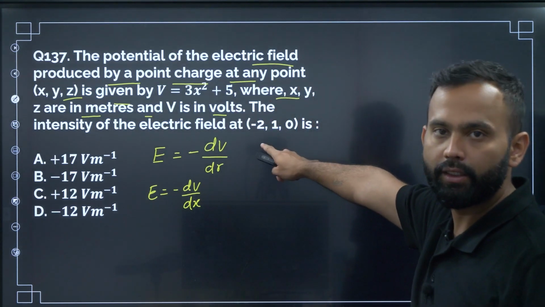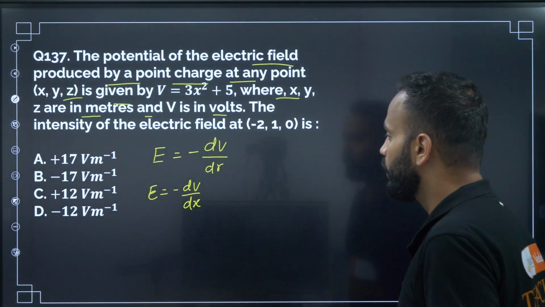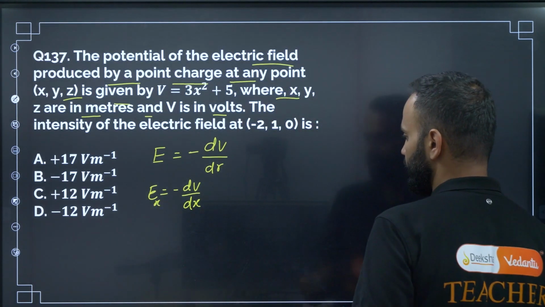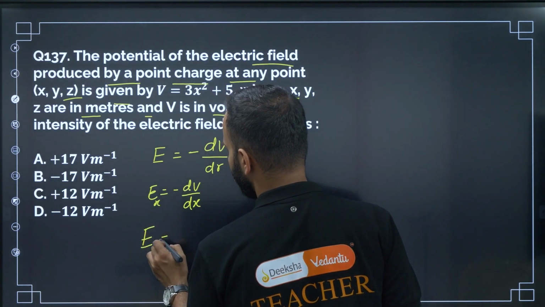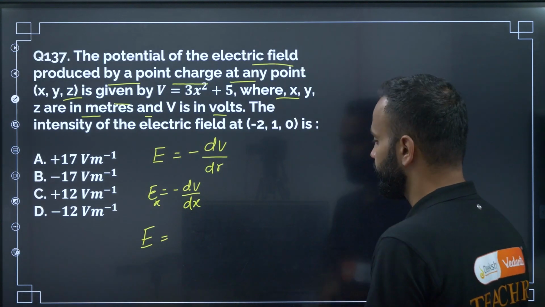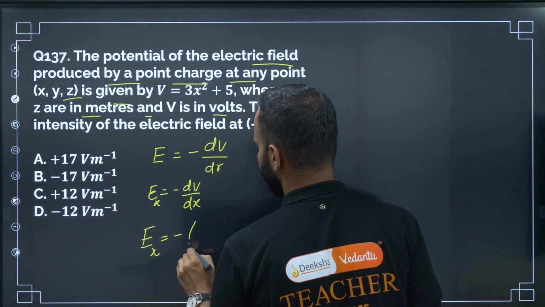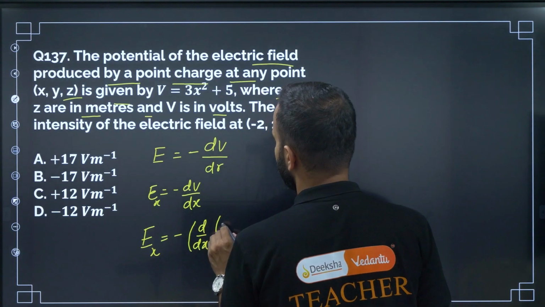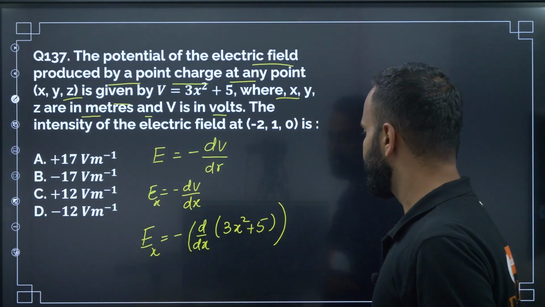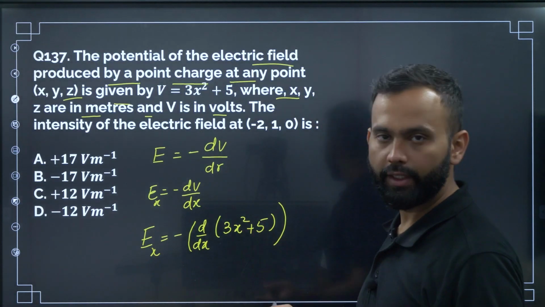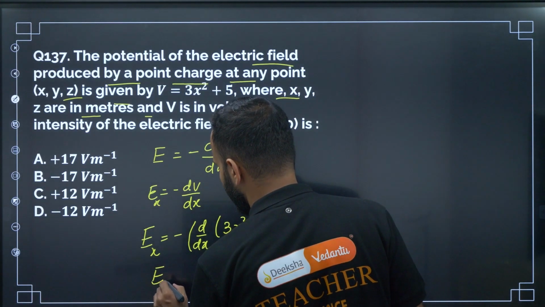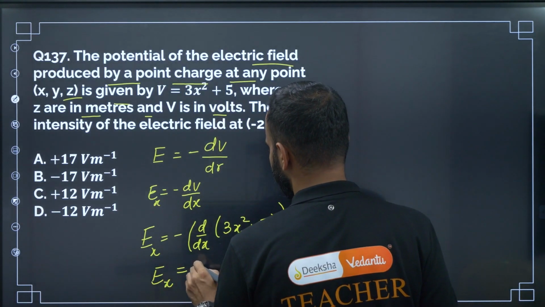Is there any y and z term? No, right? So now the intensity of the electric field along x-axis, Ex, equal to minus dV by dx. Now differentiate the given function with respect to x. So Ex equal to minus of d by dx of 3x square plus 5. What is the differentiation of 3x square? It is 6x. What is the differentiation of 5? 0. So Ex is equal to minus 6x.